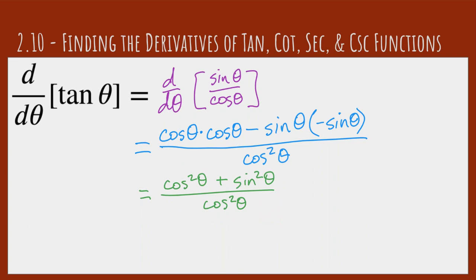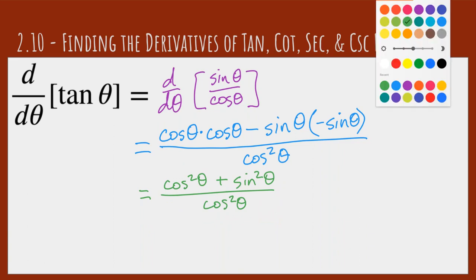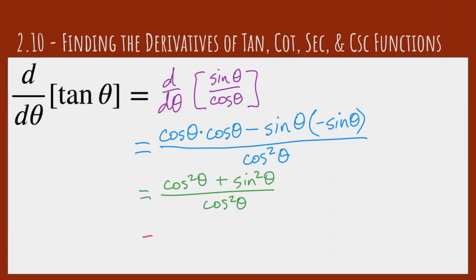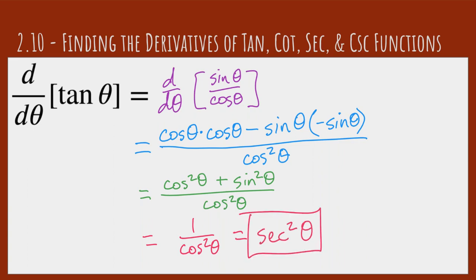But I'm going to simplify this even more using the Pythagorean identity. Remember, sine squared plus cosine squared is 1. So using the Pythagorean identity, we're going to get 1 over cosine squared of theta. And remember, 1 over cosine of theta is secant of theta. So we can rewrite this as secant squared of theta. So the derivative of the tangent function is going to be secant squared theta.